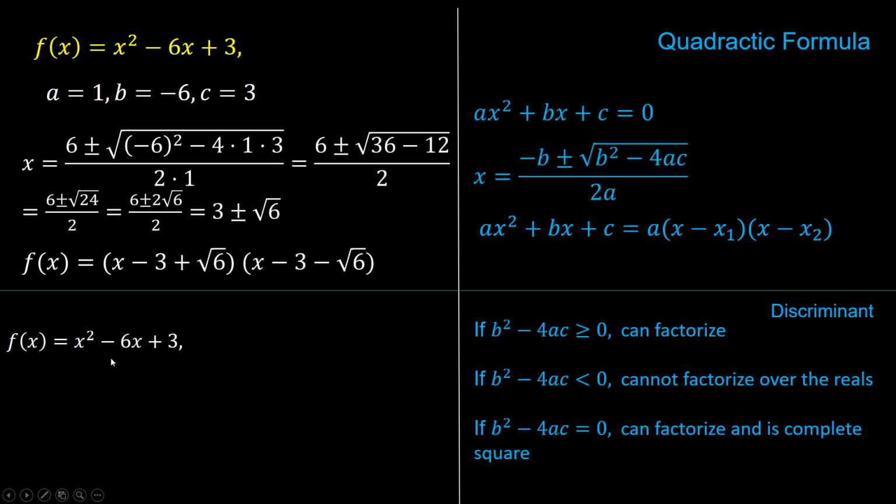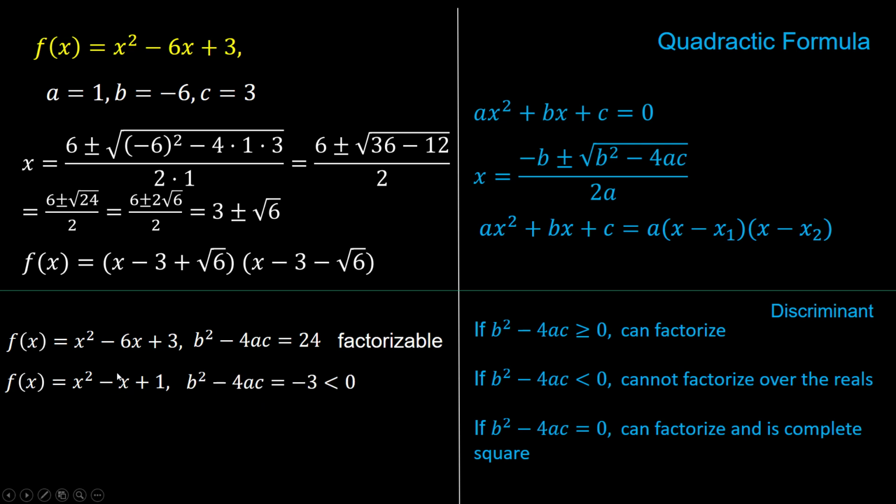Okay. Let's look at an example. So here, for this example, you can calculate b squared minus 4ac, and that is equal to 24 as we did before. Therefore, we can factorize. In fact, it was factorized here. If you look at this example here, then b squared is 1, minus 4ac, that's 4. So that is equal to minus 3, which is negative. That means if you try to use this formula, you're going to run into the square root of negative 3, which is not a real number. Therefore, it cannot be factorized over the reals.